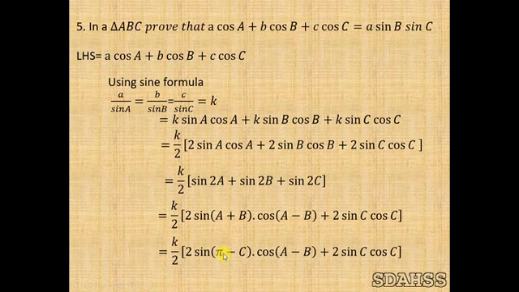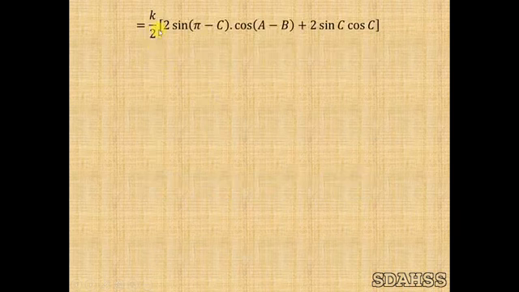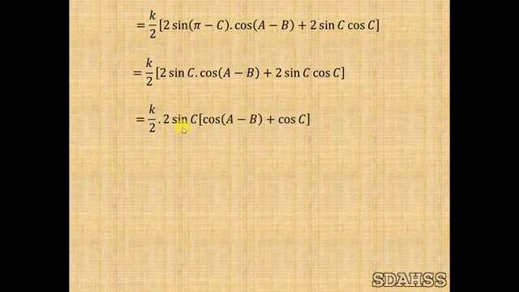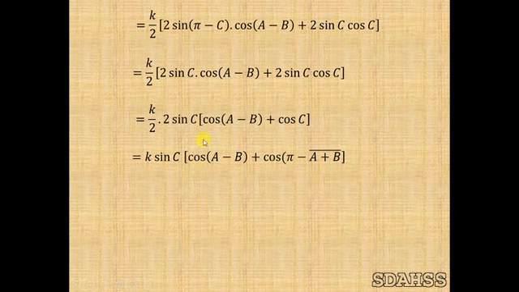Then K by 2, 2 into sin. In the place of A plus B we can write pi minus C. We know that A plus B plus C is equal to pi, so A plus B is equal to pi minus C, into cos (A minus B) plus 2 sin C cos C, which is equal to K by 2 into 2 sin (pi minus C) cos (A minus B) plus 2 sin C cos C. Sin (180 minus theta) is sin theta, so sin (pi minus C) is sin C, into cos (A minus B) plus 2 sin C cos C. Here 2 sin C is common, so take it outside. So you have K by 2 into 2 sin C into (cos (A minus B) plus cos C). The 2 cancels, so you have K sin C into (cos (A minus B) plus cos C).